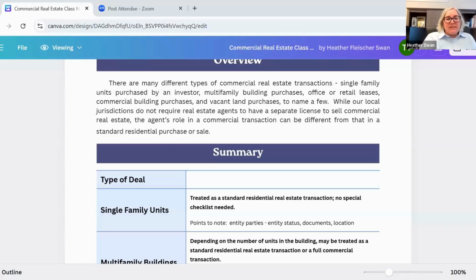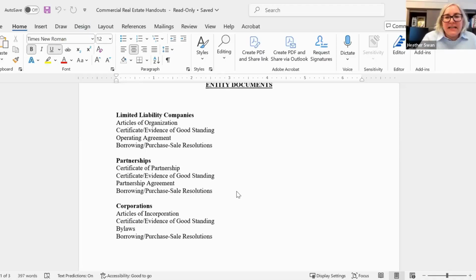This is just a blank form, so it's not super great, but this is what it looks like. Sorry, Heather, I don't think we're seeing your pages. We're still seeing the summary and overview page. Oh no. Hold on. Oh my goodness. Okay. Sometimes you gotta unshare and then share again for you to be able to see something different. Can you see it now? Here we go.